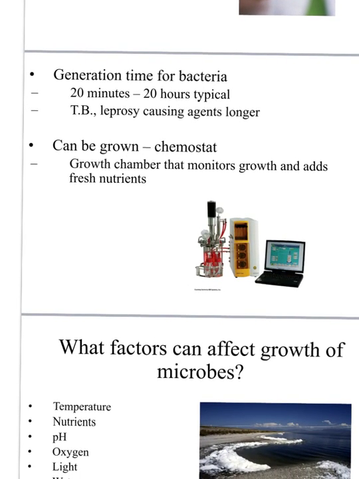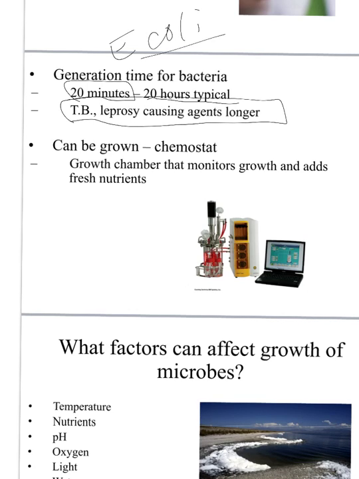Generation time. So how fast do things grow? Twenty minutes is the shortest amount of time for bacteria to reproduce, and that's E. coli. If everything's going right for E. coli, 20 minutes. It's really fast. Twenty hours or a day is typical, or 20 minutes to 20 hours. So it depends on what organism you're growing. Things like tuberculosis, leprosy, those mycobacteria, they grow slow.